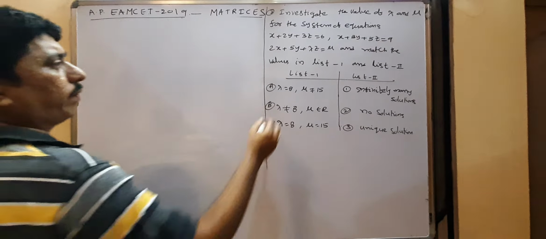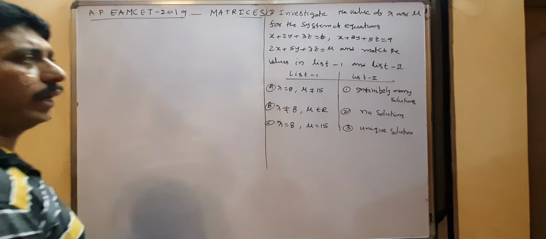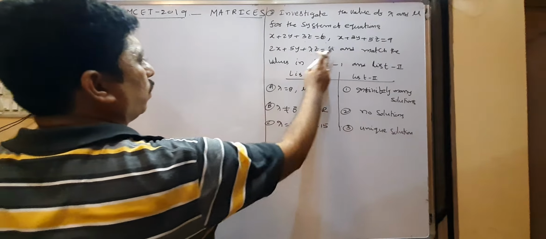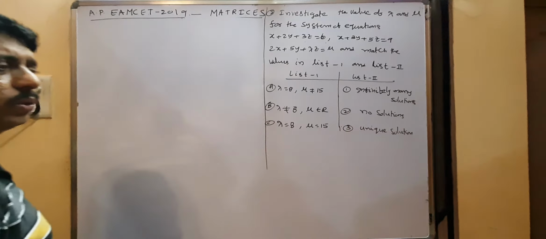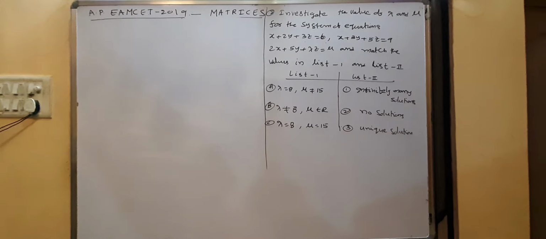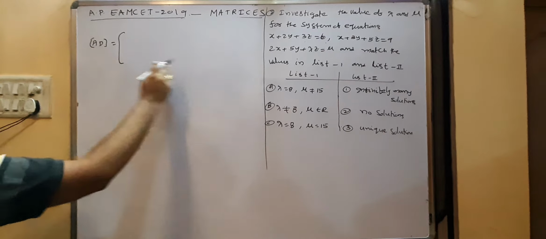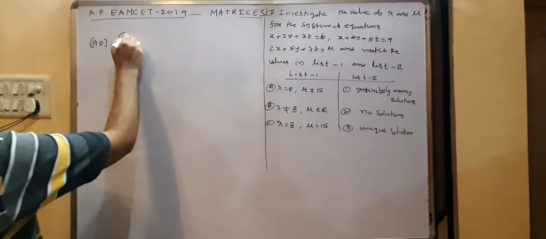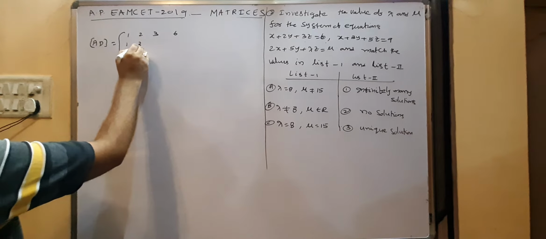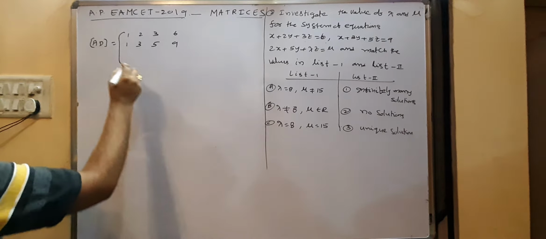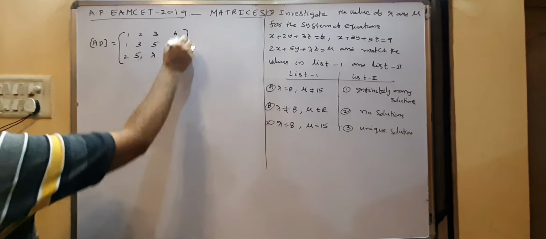Given equations: 3 equations are given, x plus 2y plus 3z equal to 6, and x plus 3y plus 5z equal to 9, 2x plus 5y plus lambda z equal to mu. For lambda and mu values, corresponding infinitely many solutions, no solution, unique solution. Match A, B, C, they are asking. So first you have to write the augmented matrix AD. Coefficients of the first equation: 1, 2, 3, constant 6. Next equation coefficients 1, 3, 5, constant 9. Third equation coefficients 2, 5, lambda, right side mu.